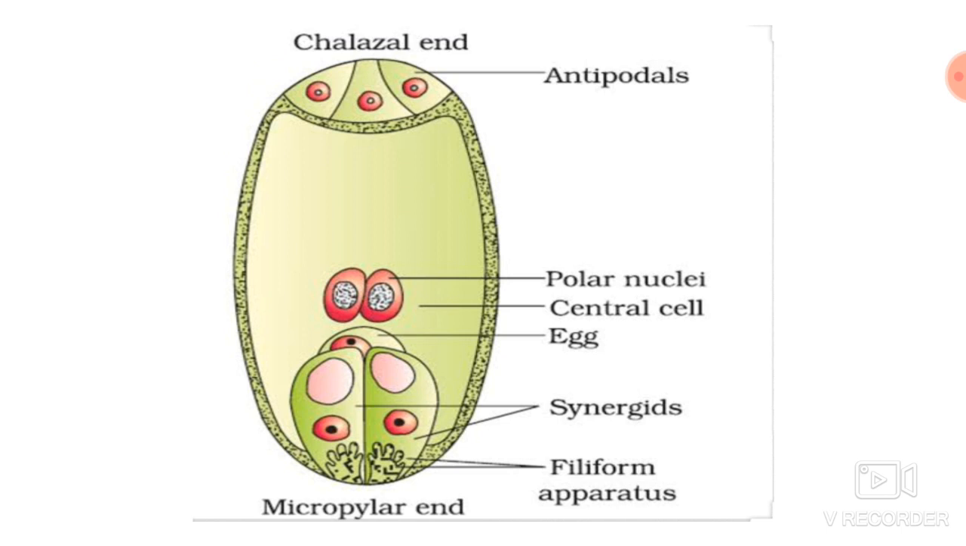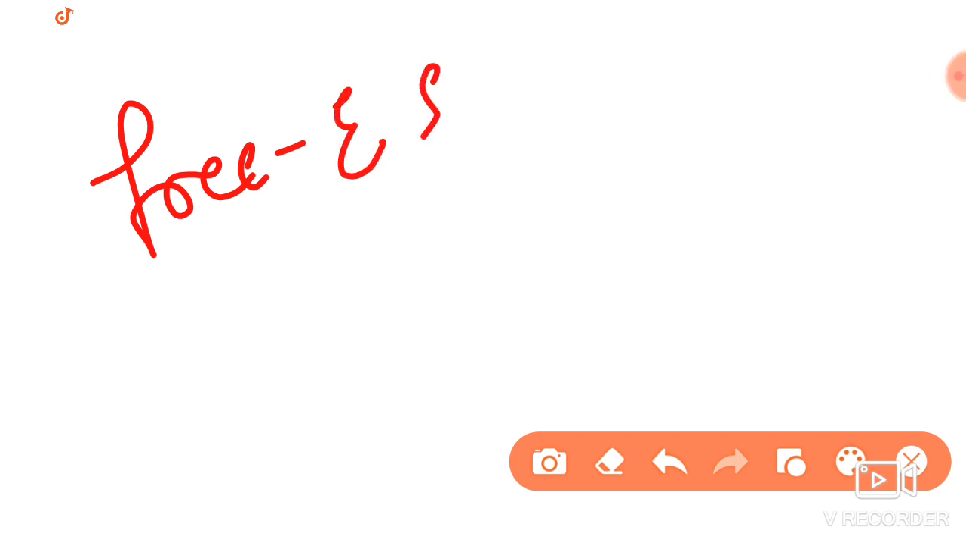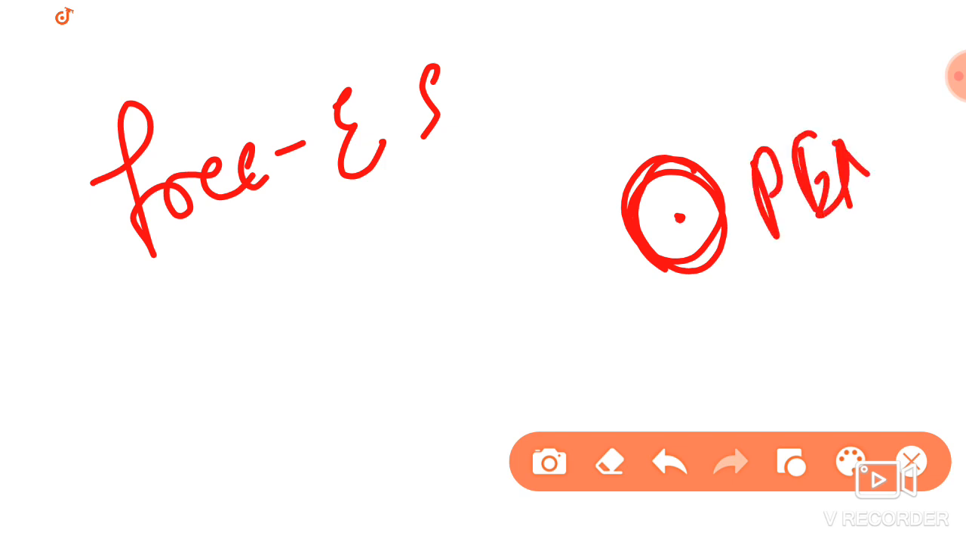This is a structure. You can see the embryo sac, that I will come to later. And here I will show the first one, that is nuclear endosperm. What happens in nuclear endosperm? Listen, these are the polar nuclei. This is the primary endosperm nucleus.